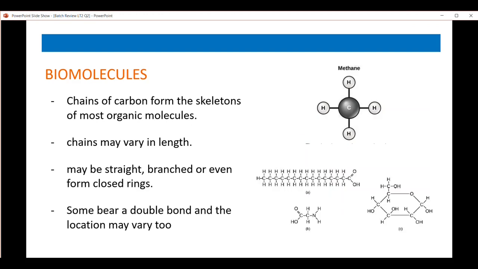The biomolecules are actually made of carbon, and it would be a chain of this carbon which forms the skeleton of most of the organic molecules. So these carbon chains may vary in length. They may be straight, may be branched, may be closed rings. Some may have double bonds, some do not have double bonds. And if they do have double bonds, the location of the double bonds may vary. So this shows us that there is indeed a variety of biomolecules, and the differences in their structure will also give us a variety of functions as well.